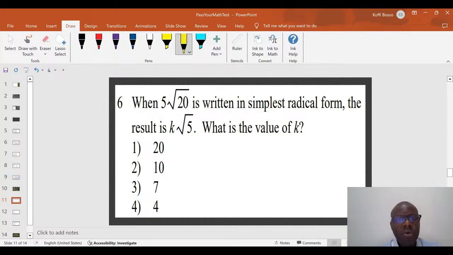We continue. Question number 6. So any question in the chat so far? Okay. Question number 6. You have to understand that it's a little bit tricky, right?